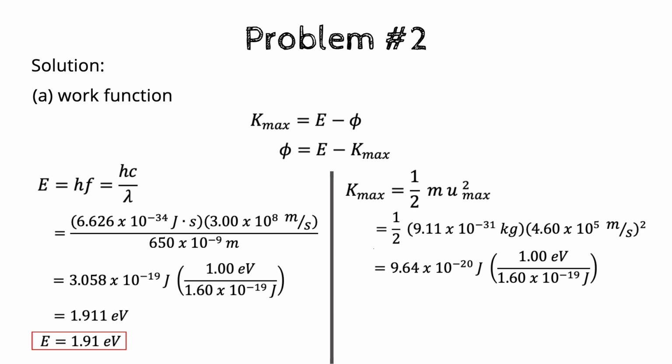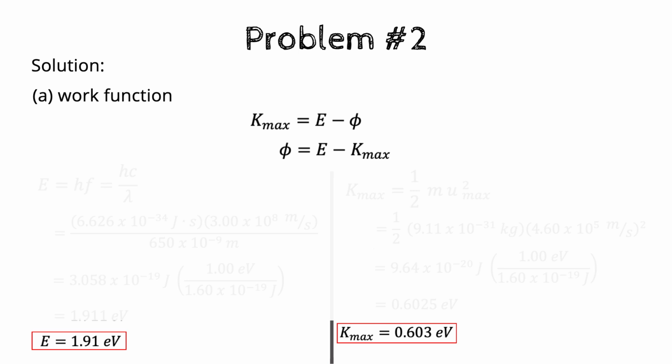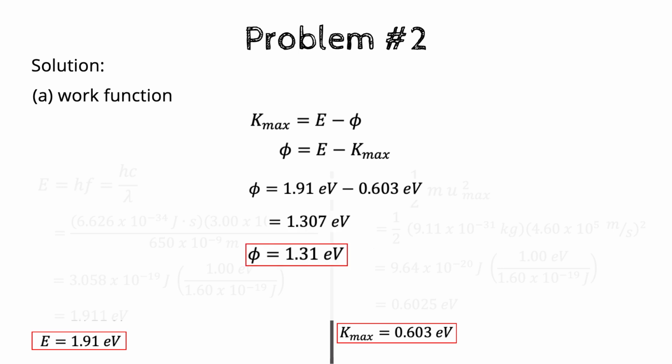Converting it in terms of electron volt, we obtain 0.6025 electron volt, or 0.603 electron volt. Going back to our equation of work function, 1.91 electron volt minus 0.603 electron volt, we obtained the work function of the metal's surface to be 1.31 electron volt.